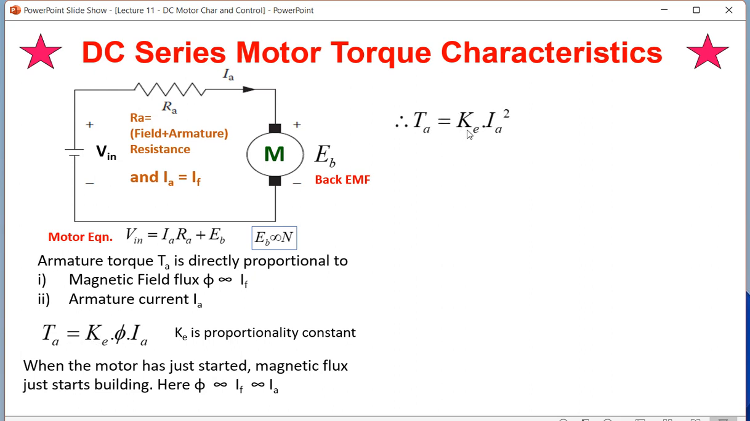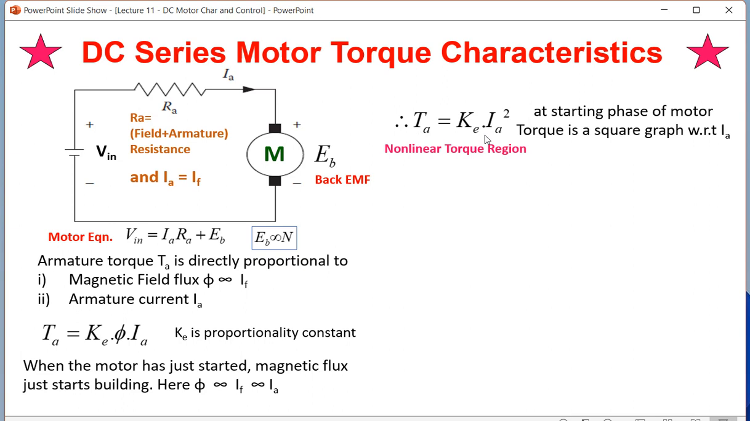I think you can understand, because phi is directly proportional to IA, T is directly proportional to IA. So instead of phi, if you substitute IA, you find TA is equal to K into IA square. So TA is equal to K into IA square. This is a square graph. That means 1 unit change of IA will generate the square of 1 unit of current.